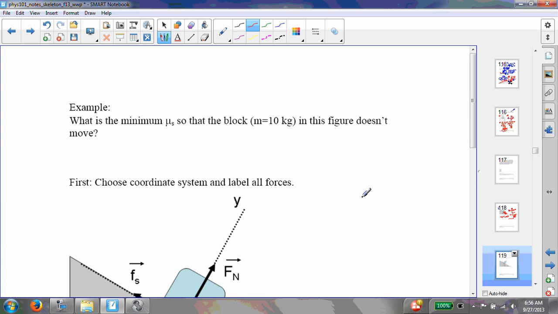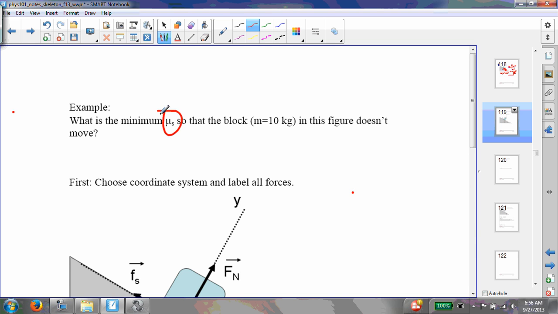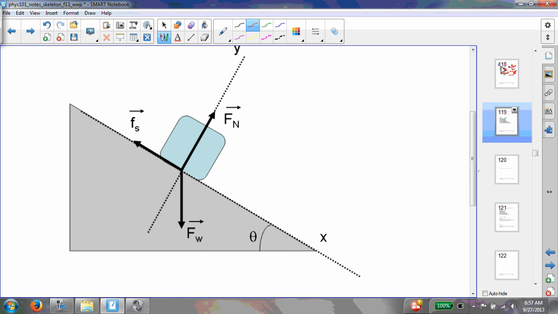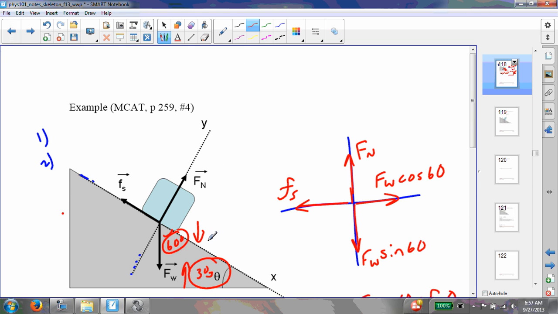I want to know what is the minimum coefficient of static friction, μs, so that the block in this figure doesn't move. Now I'm just going to go back to this previous figure, and I've already labeled the resolved vectors. So I'm going to write out Newton's second law. I'm going to skip right to step 4, where I solve Newton's second law for these vectors.